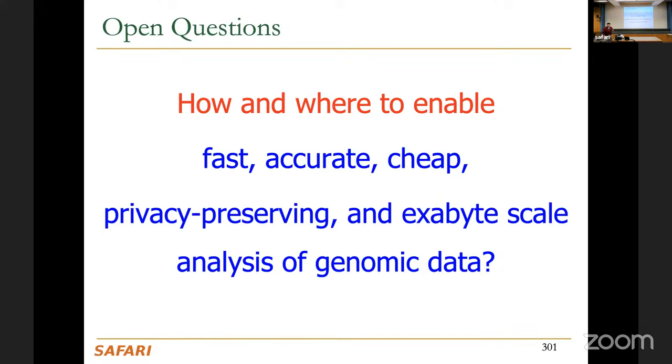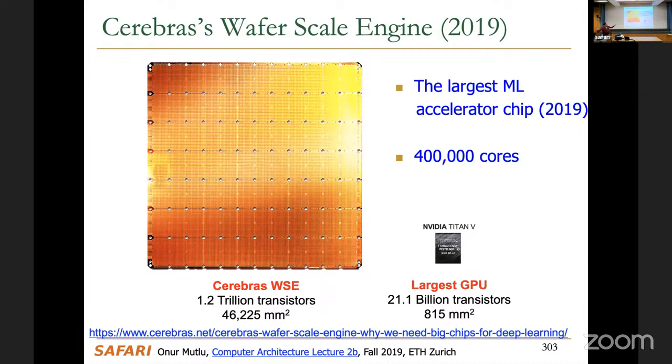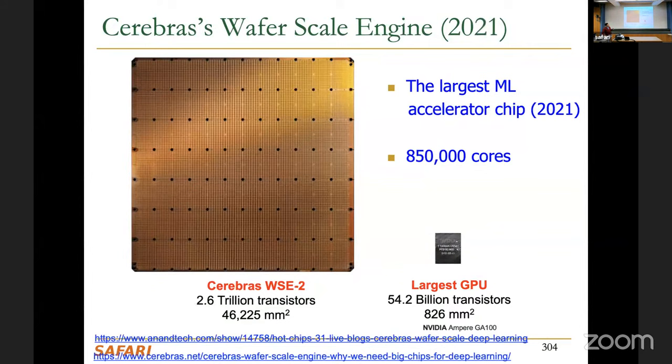So this means that we still need to keep pushing towards the new architectures because they are developing. We need to keep using these new technologies. And this is one example. This is Cerebras, a huge chip, the wafer scale engine. In 2019, at least, this was the largest ML accelerator in the industry. It includes around 1.2 trillion transistors, and this is its version in 2021.